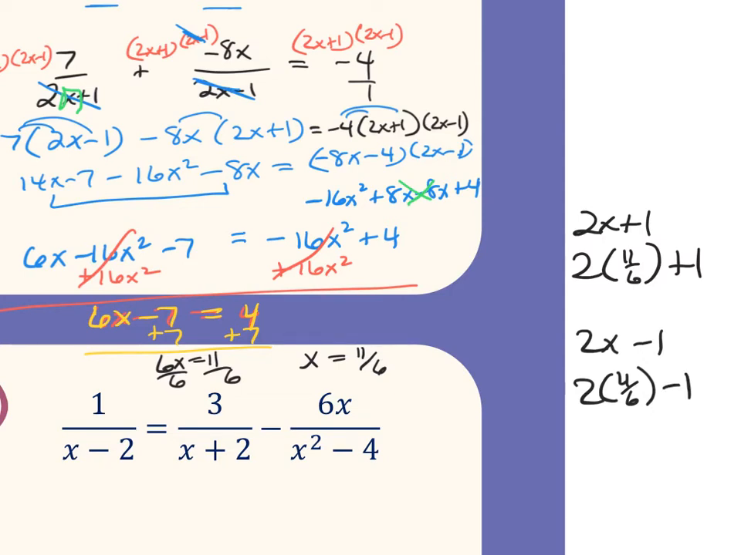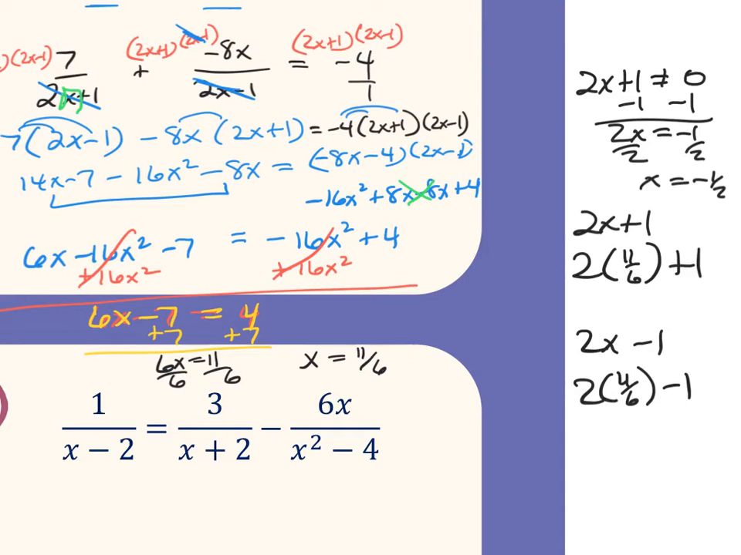One other way that you can check for extraneous solutions, you could take your denominator and make it not equal 0. And this is another way. So if x ends up equaling -½ or +½ then you would have thrown away the answer. So that's another way you can do it instead of having to plug it in.